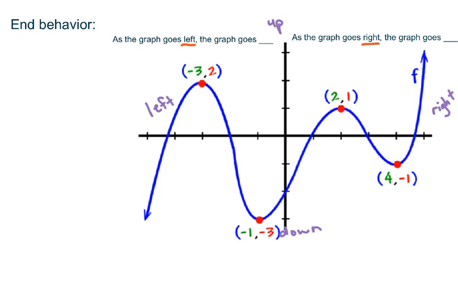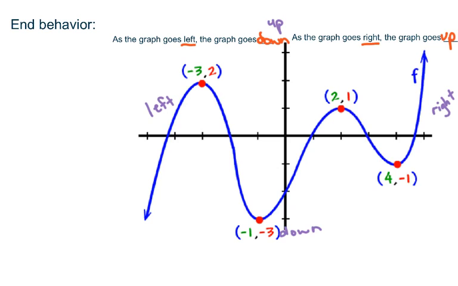So for this particular graph, as the graph goes left, the graph is also going down, okay? And then as the graph goes to the right, the graph is going up, isn't it? All right, so that's easy enough, right? So you go to the left and decide, is the graph going up or down on the left side? Then you go to the right and decide, is the graph going up or down on the right side? So that's not hard.